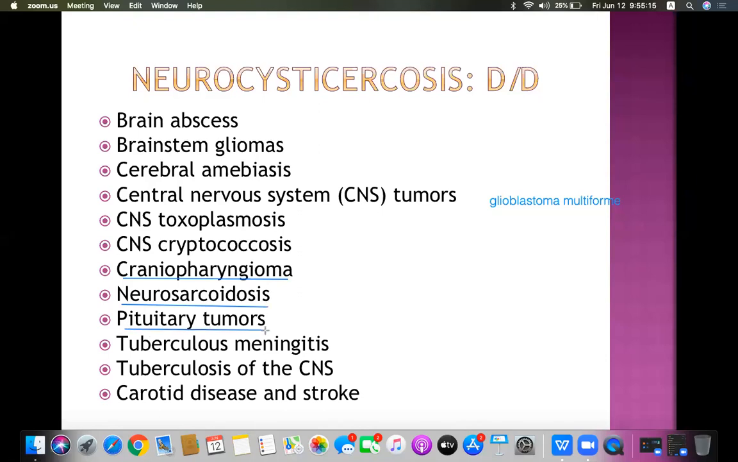Pituitary tumor. The pituitary gland is also present inside the cranial cavity. Any pituitary tumor can cause raised ICP. Tuberculous meningitis is a very important differential diagnosis. It can lead to meningitis as well as tuberculoma. These tuberculomas are also space-occupying lesions. Tuberculosis of the central nervous system is a similar situation. Then carotid disease and stroke. Thrombus formation in the carotid artery and ischemic stroke can be other differential diagnoses. So, these are the differential diagnoses of neurocysticercosis.